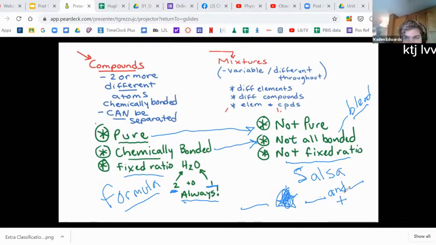Can you go back to slide 1? Kaden, at the very end, we'll have time for that, and I'll go back. All right. Thank you. Are there any other questions on compounds and mixtures?